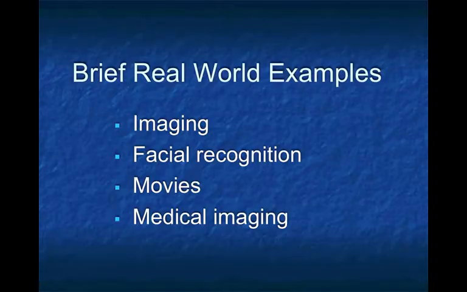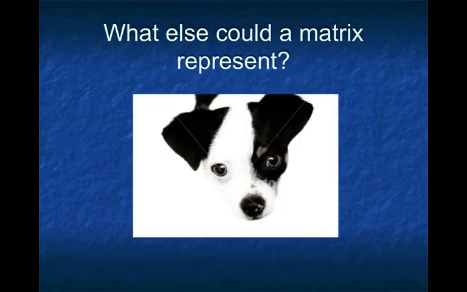Alright, so I want to give some other examples of matrices in the real world. I want to talk about some imaging, some facial recognition in the movies, and medical imaging. We've looked at matrices all semester, but what other things can they represent? And here's a picture of a dog, and that can really be thought of as a matrix.